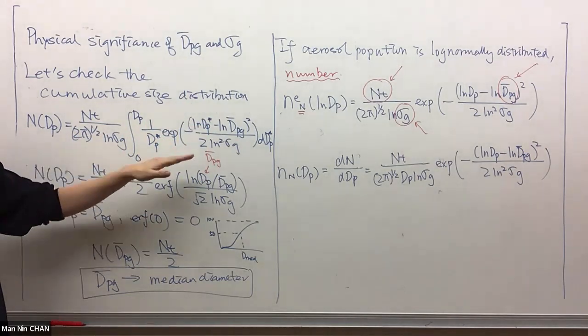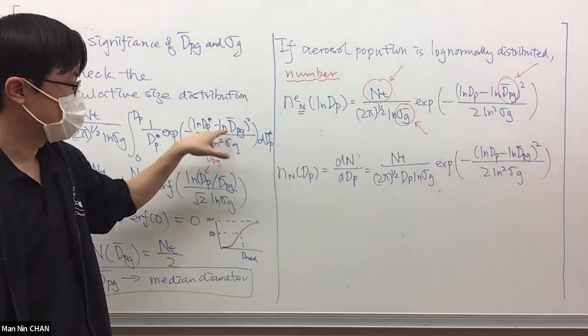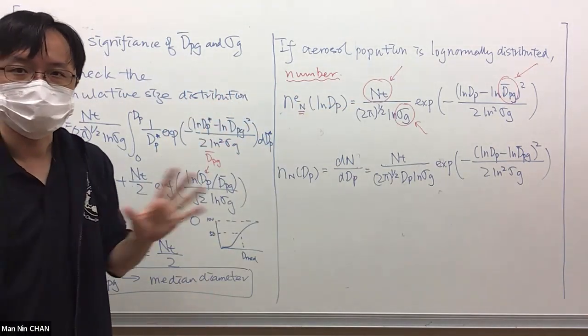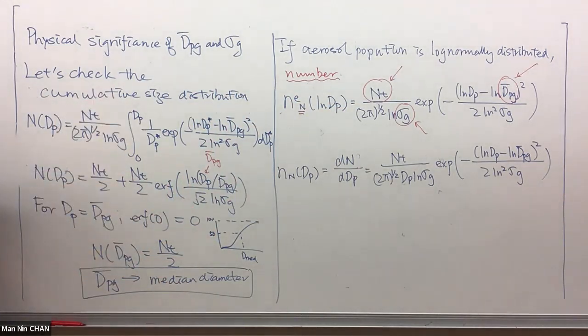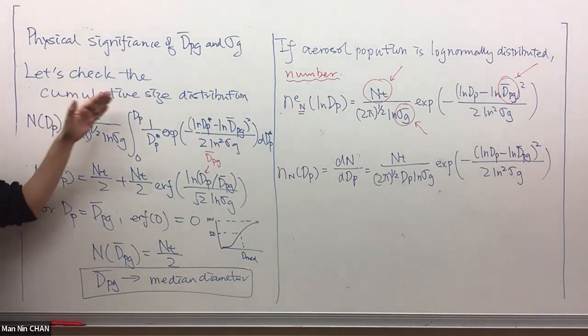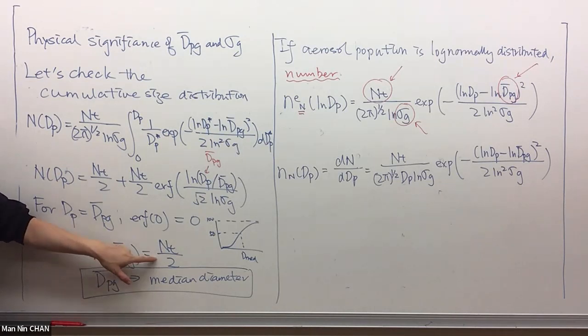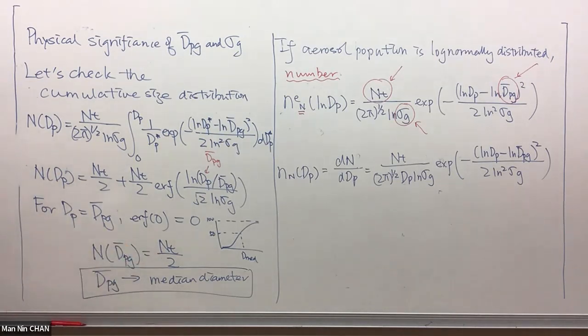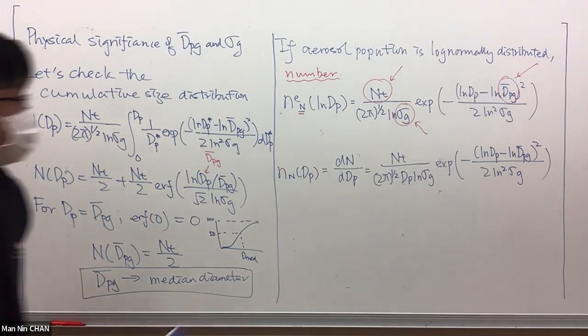But I just want to show you that if you're talking about a log normal distribution function, this dpg bar here is called the median diameter of your aerosol distribution, of your aerosol population, not the mean diameter. Remember, I want to highlight it's not the mean diameter. So what I show you here is the median diameter. Are you okay with this?